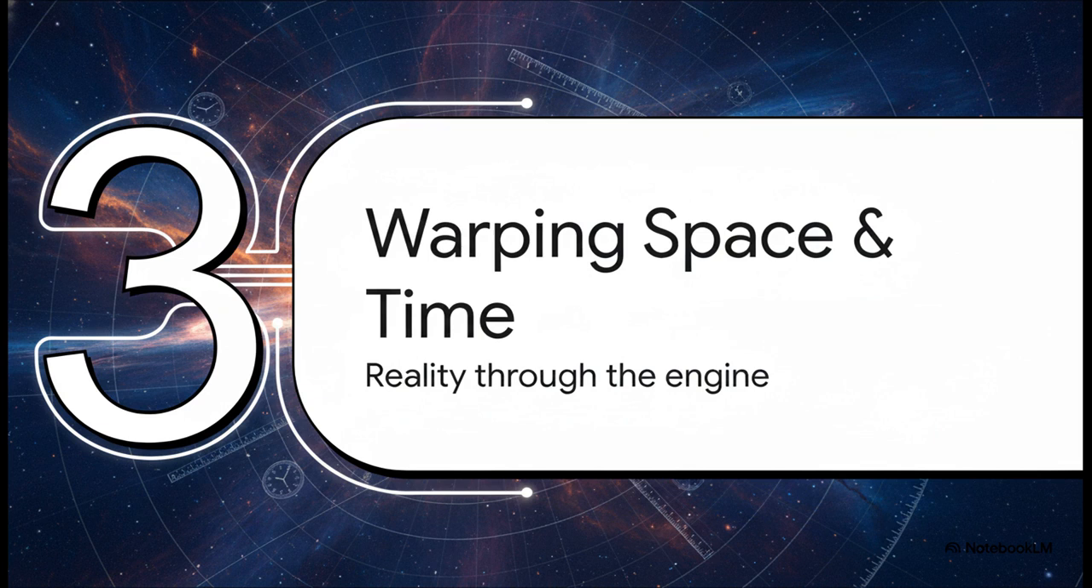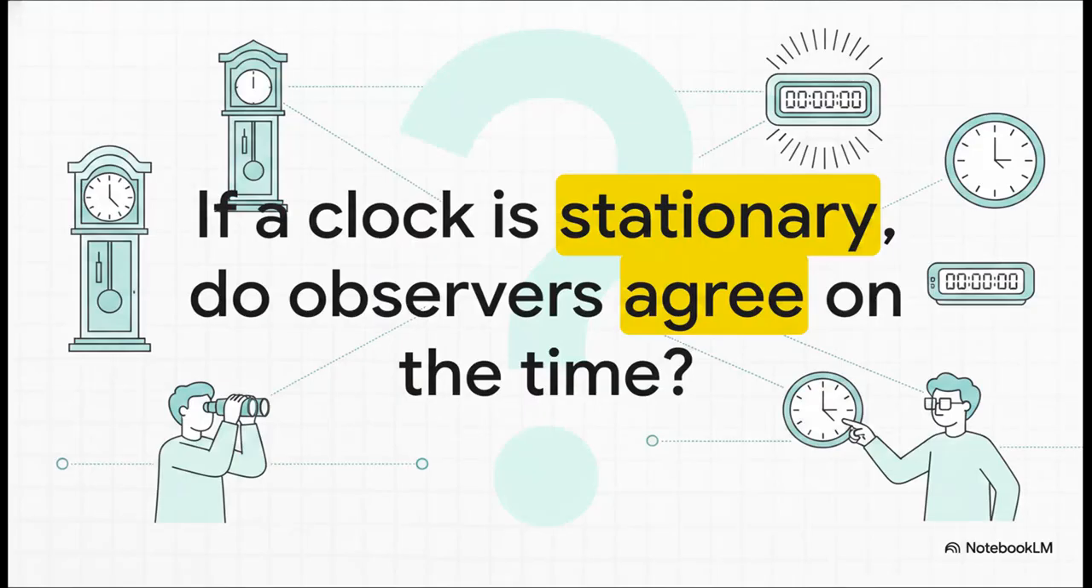Okay, Section 3, warping space and time. Let's see what happens when we run our reality through this engine. We've got our machine all fired up. Now for the fun part. We're going to start plugging in some really simple situations and just watch. Watch as everything you thought you knew about space and time starts to get weird. So, first question. If a clock is just sitting still in one frame of reference, do our two observers agree on what time it shows?